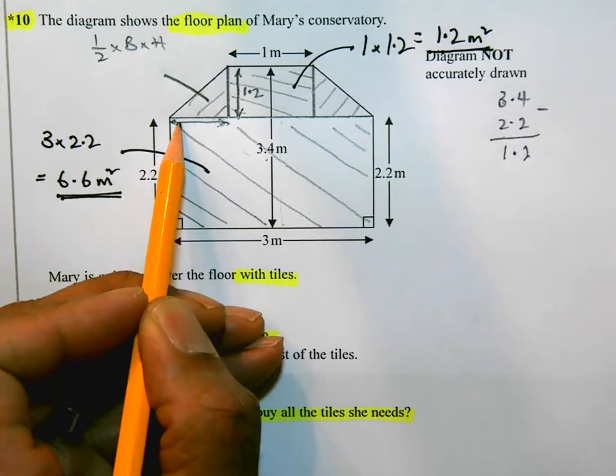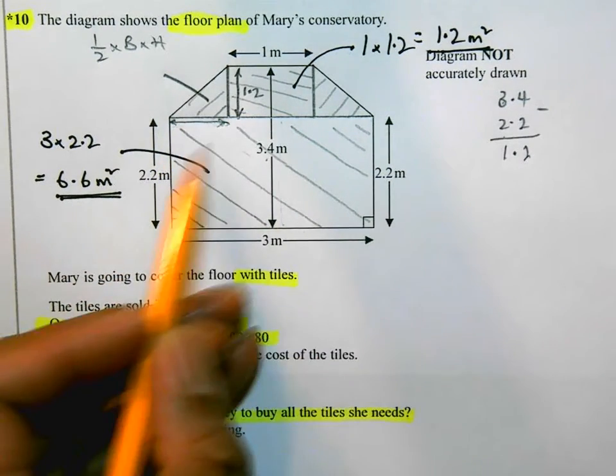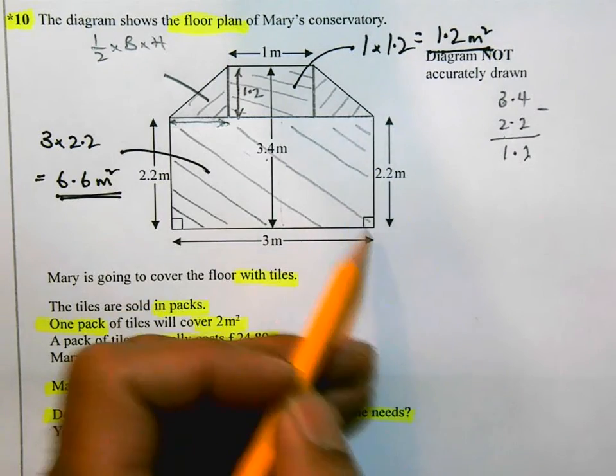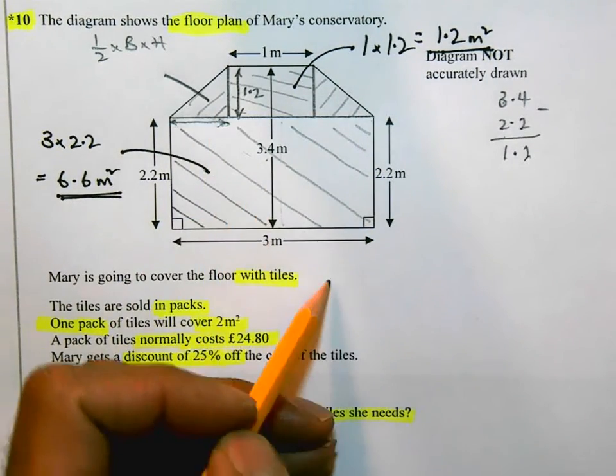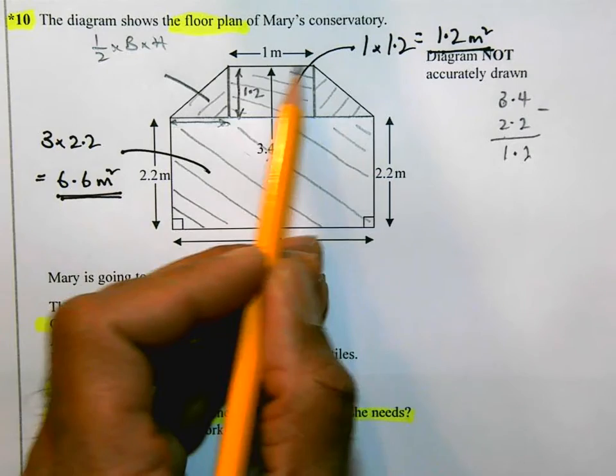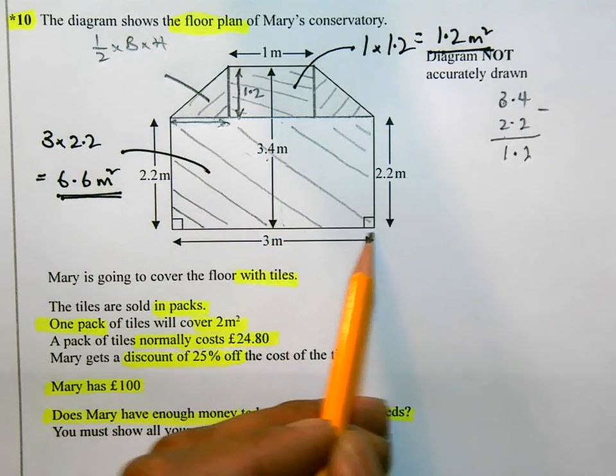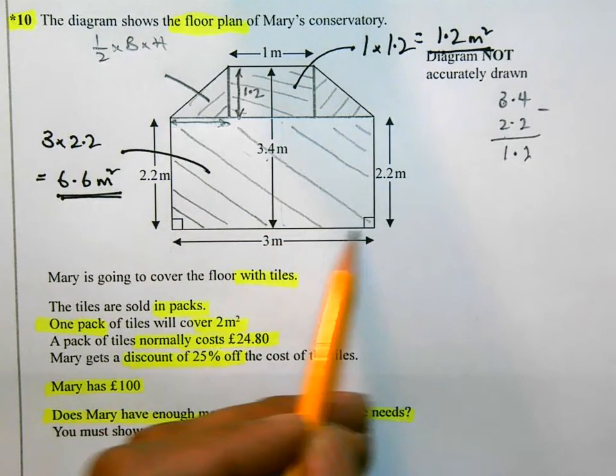Now the whole shape is symmetrical. All the information given to us indicates that there's certain symmetry about this shape. This is 1 meter across in the center, and it's 3 meters all the way across. And that leaves 2 meters behind.